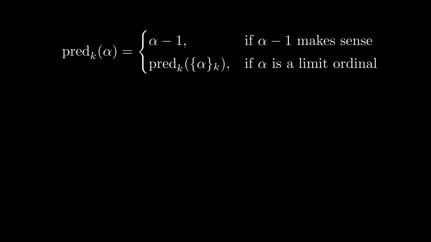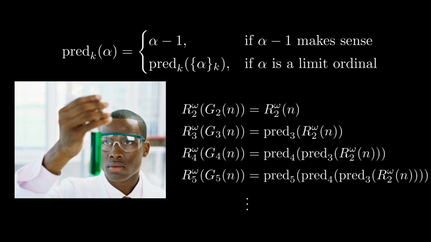By design, our base k predecessors give us an explicit formula for the shape of each term in a Goodstein sequence.